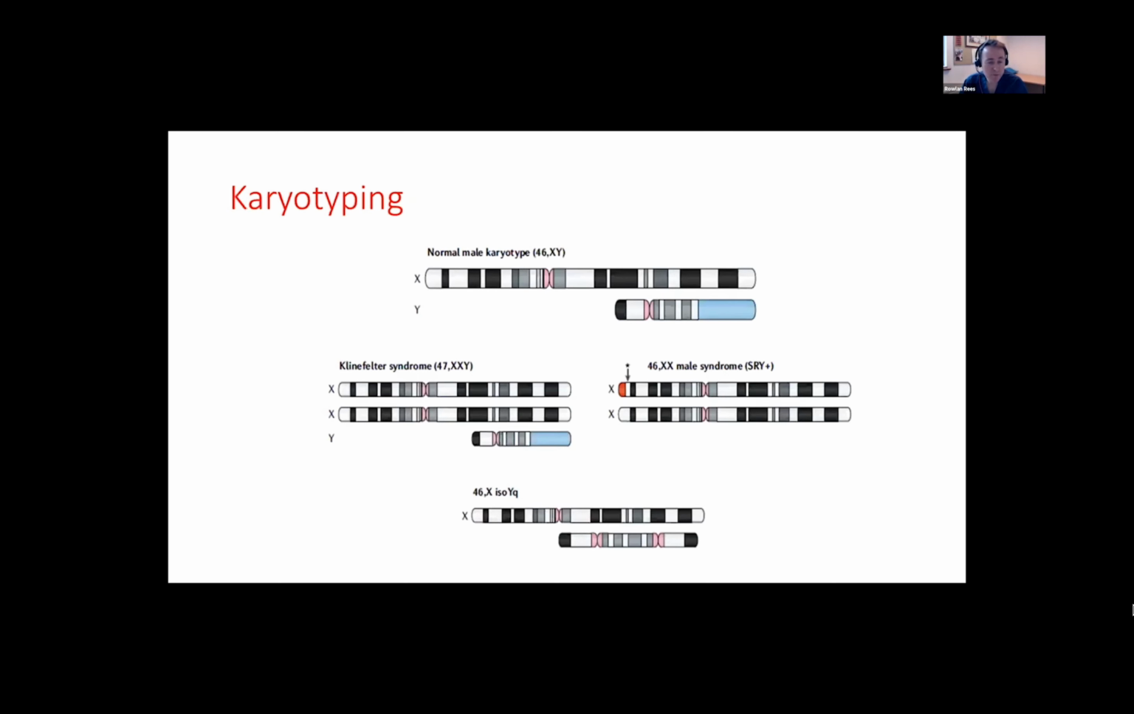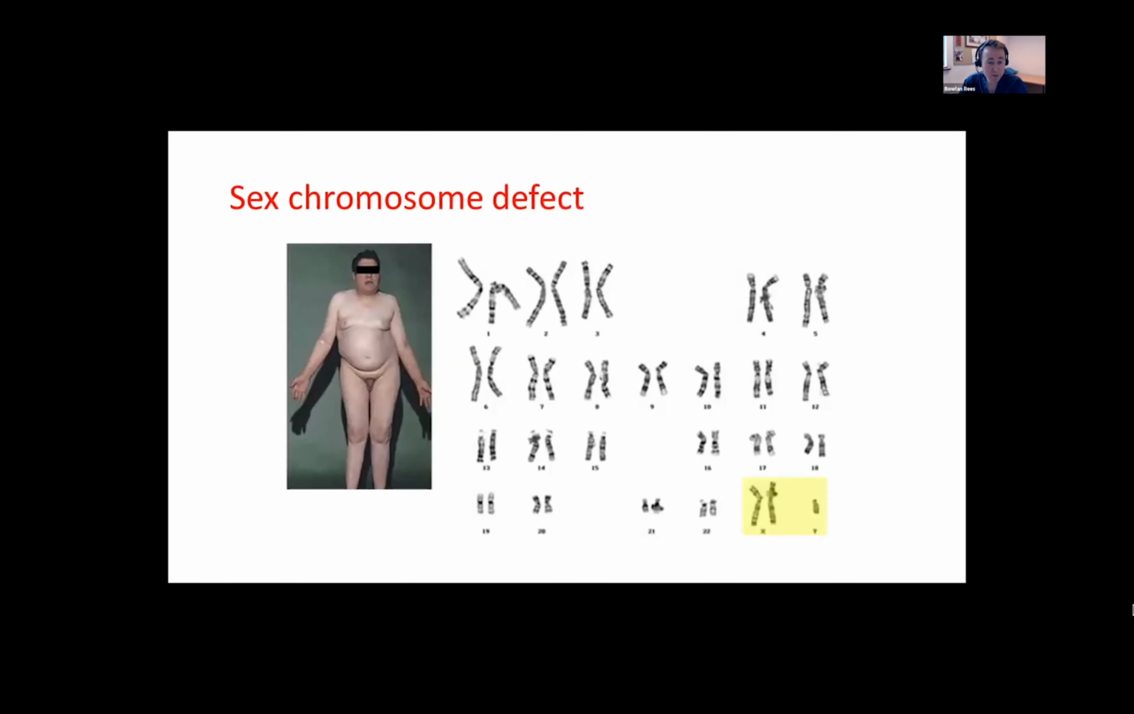First of all, the commonest genetic abnormality is Klinefelter syndrome, so we do a karyotype. There's the normal karyotype at the top, 46XY, and on the left, Klinefelter's 47XXY with an extra X. On the right, the SRY syndrome, the double X male syndrome, much rarer, and then an isodicentric or abnormal Y chromosome at the bottom, again very rare. By far the commonest karyotype abnormality is Klinefelter syndrome.